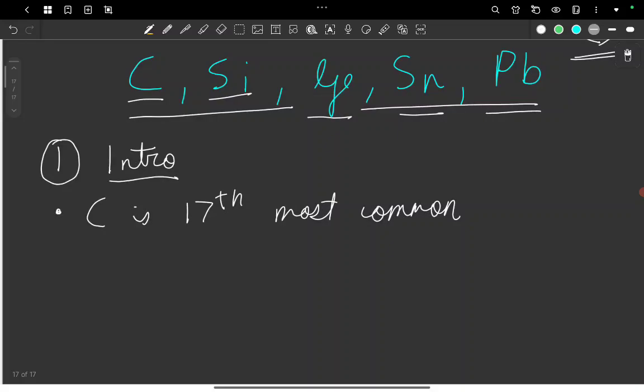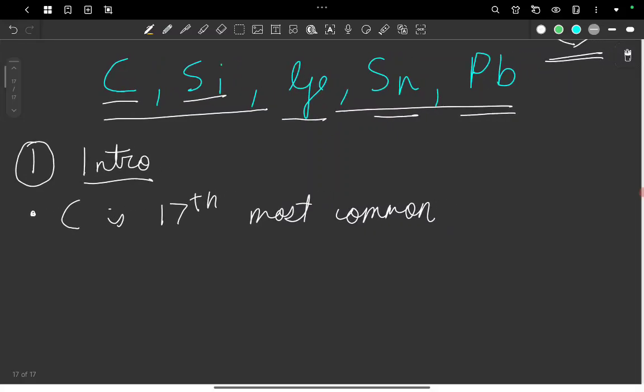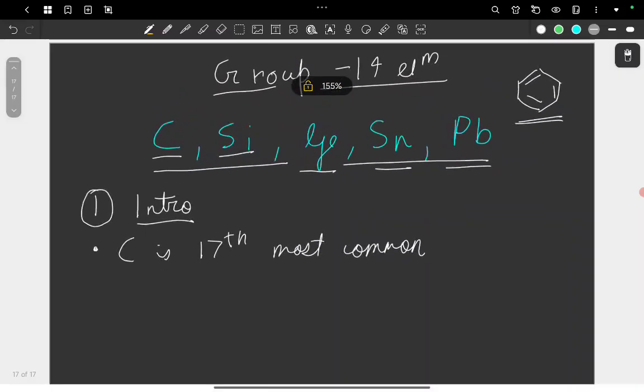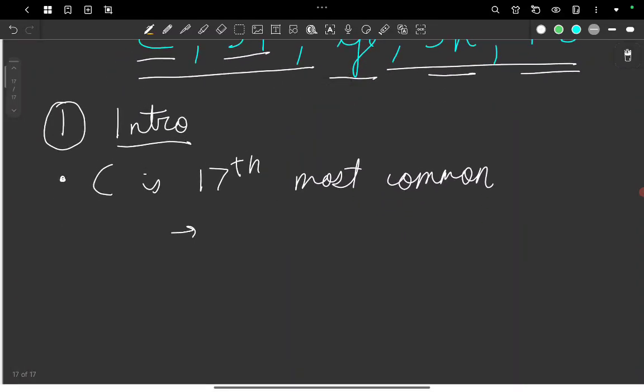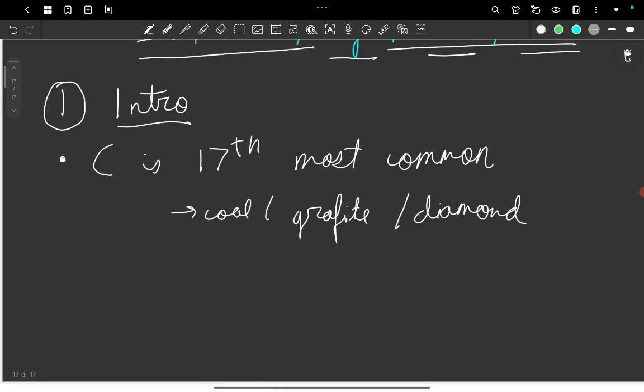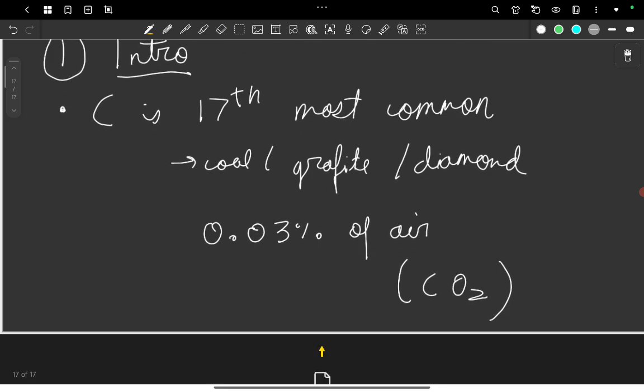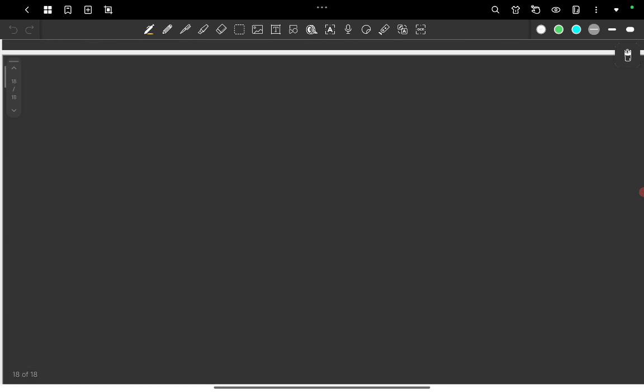So carbon is the 17th most common element in the earth, and it is found in common forms such as coal, graphite, or diamond. If you didn't know, diamond is a form of carbon only, like it's pure carbon, and carbon constitutes about 0.03% of the air in the form of CO2. I want you to remember that.